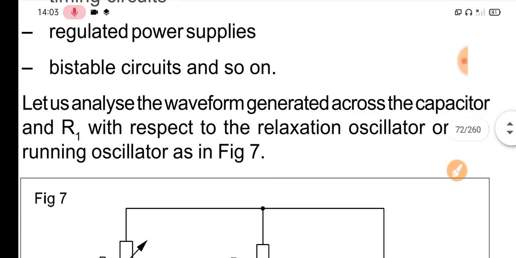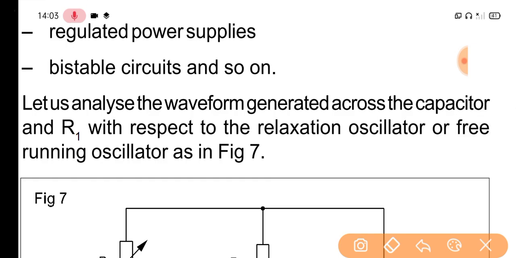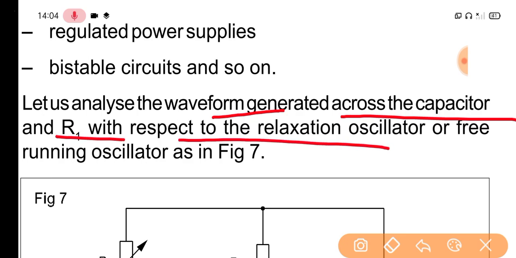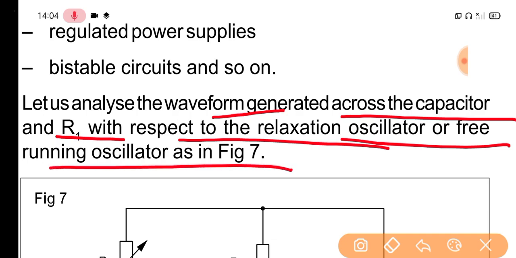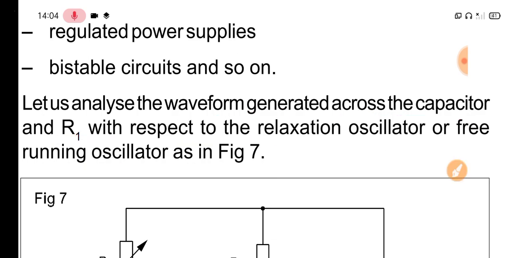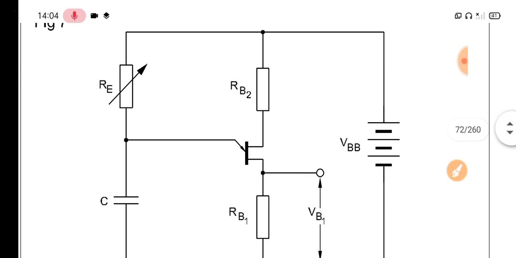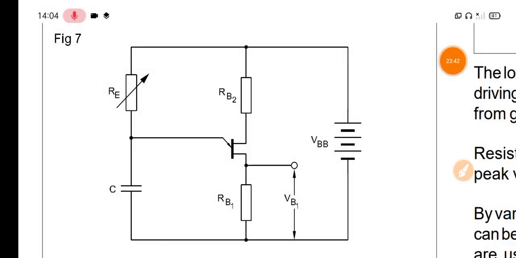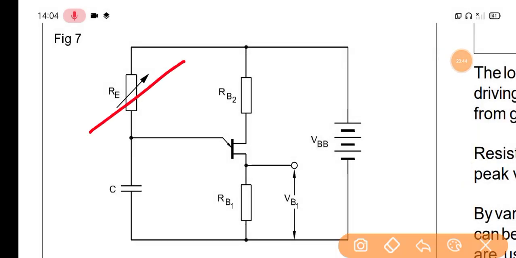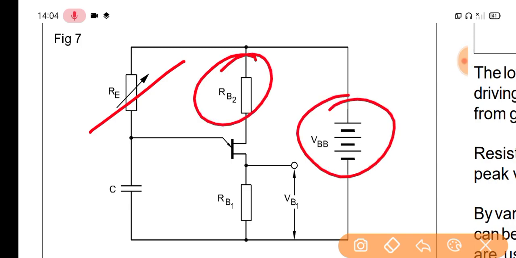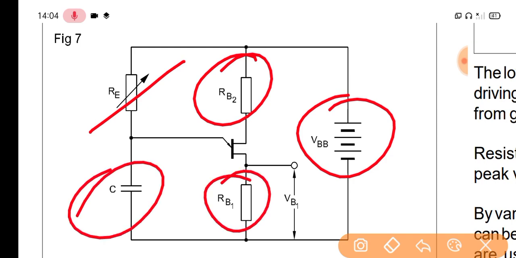Let us analyze the waveform generated across the capacitor and R1 with respect to the relaxation oscillator, or free running oscillator, as in picture 7. Picture 7 shows the resistance RB2 and voltage VBB, and this is the capacitor, resistance RB1 and voltage VB1.